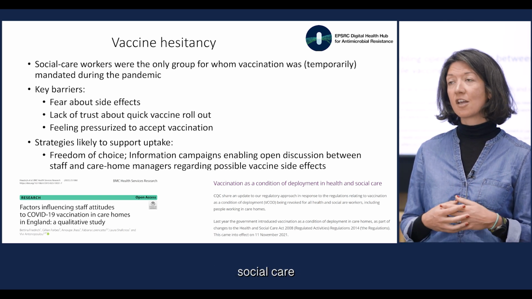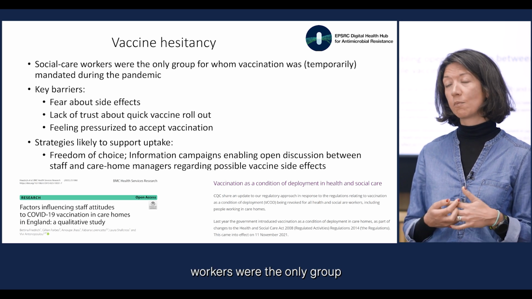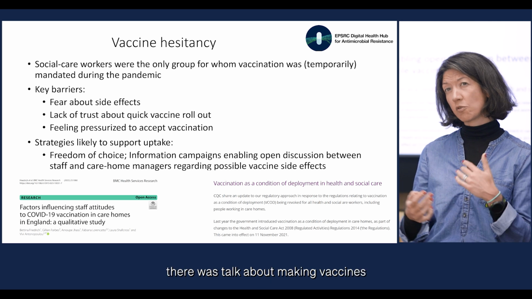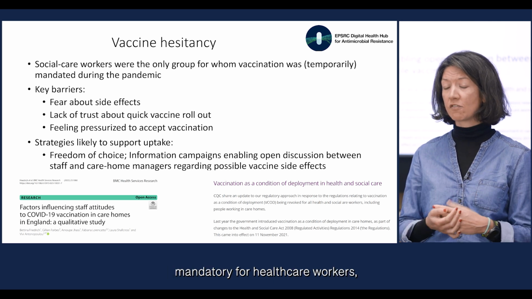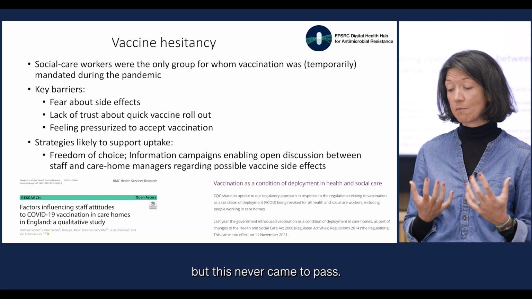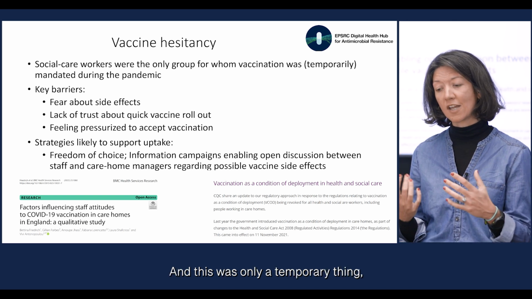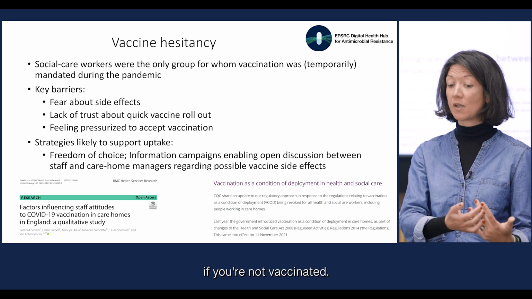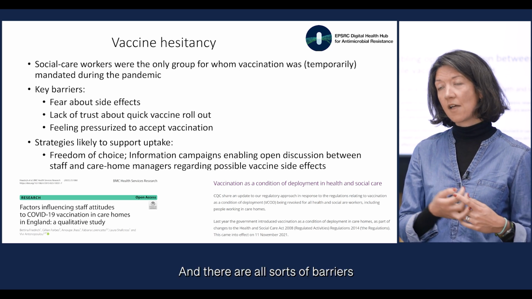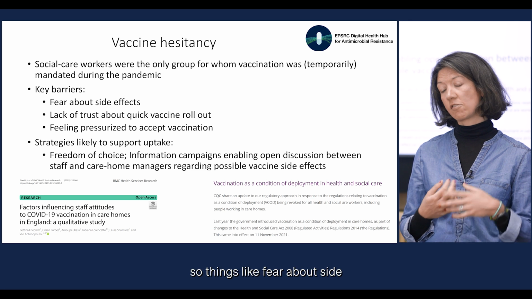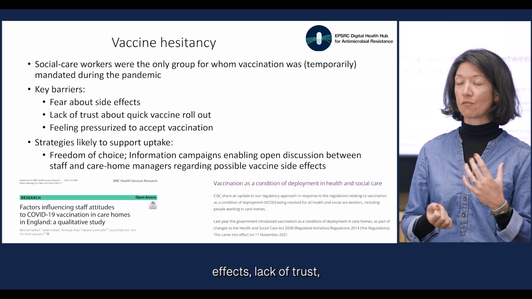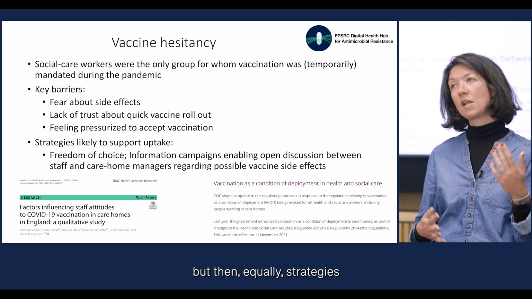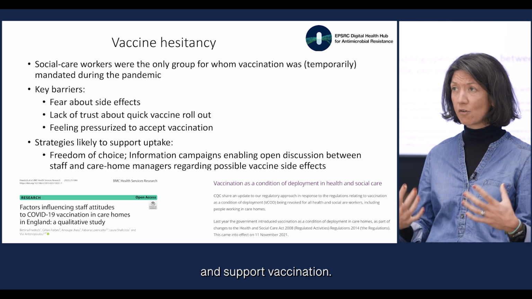During the pandemic, social care workers were the only group for whom vaccination was actually mandated. There was talk about making vaccines mandatory for healthcare workers, but this never came to pass. And this was only a temporary thing, but it's still quite a dramatic approach to take where you lose your job if you're not vaccinated. And there are all sorts of barriers to vaccination, so things like fear about side effects, lack of trust, people feeling pressurized to be vaccinated, but then equally strategies that can be used to try and support vaccination.